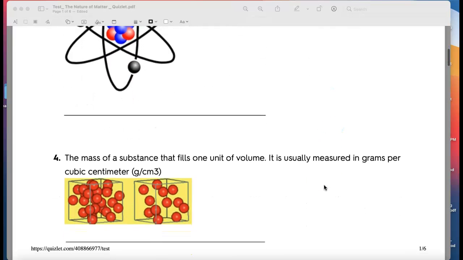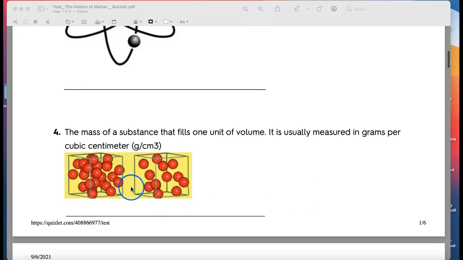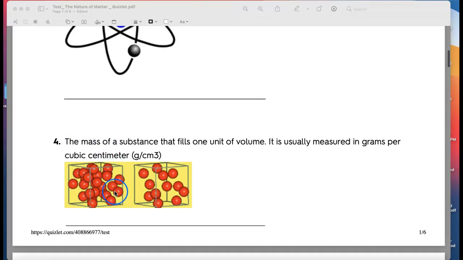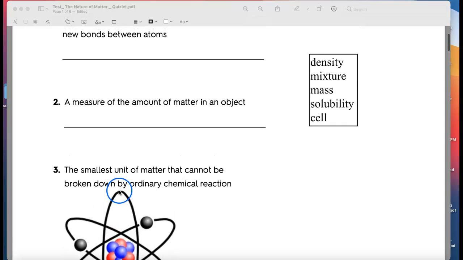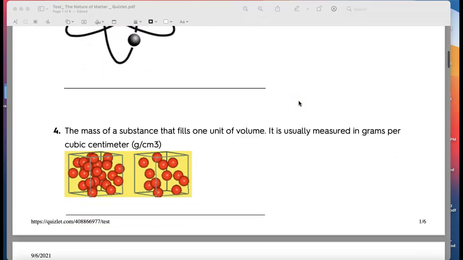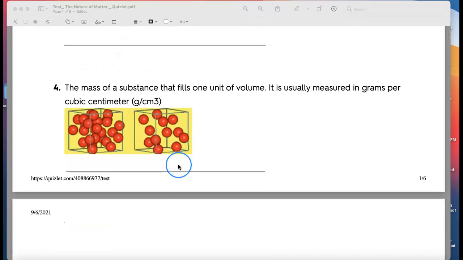Number 4 is this last one down here. It says the mass of a substance that fills 1 unit of volume. It is usually measured in grams per cubic centimeter. And here's a little picture. Okay, go back up to the word bank. Your choices are density, mixture, mass, solubility, or cell. Whatever word you think belongs to number 4, write it correctly on the blank for number 4.